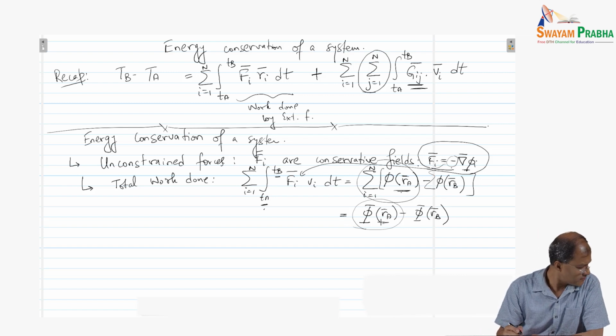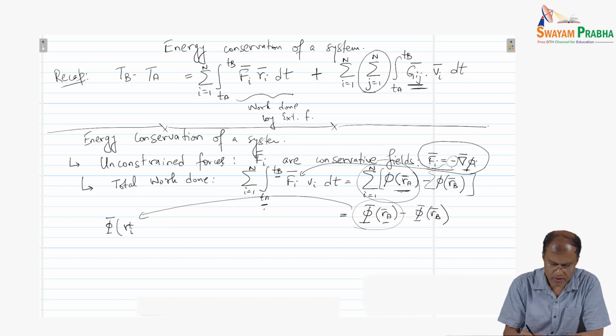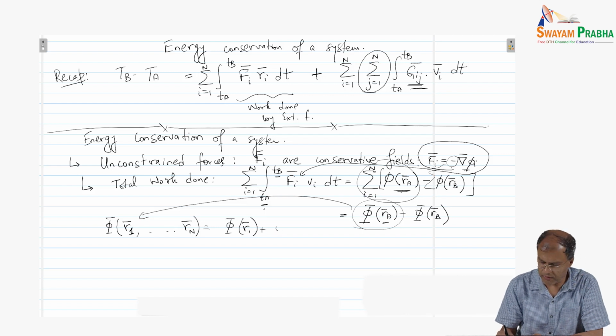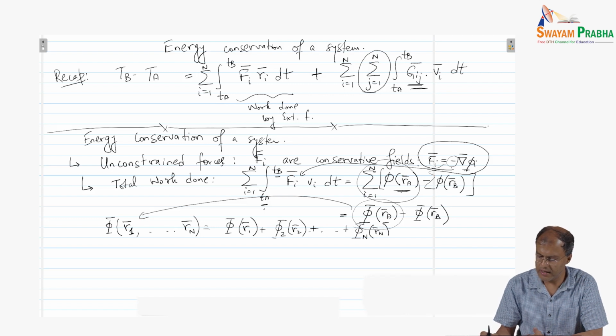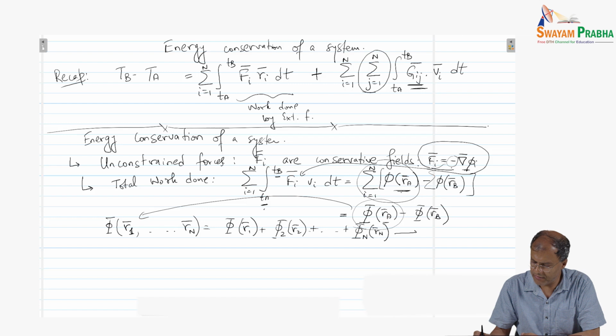Okay, so then what I just said is that capital phi at R1, R2, ..., Rn is given by phi at R1 plus phi at R2 and so on, up to phi at Rn, right? And that is what we have.